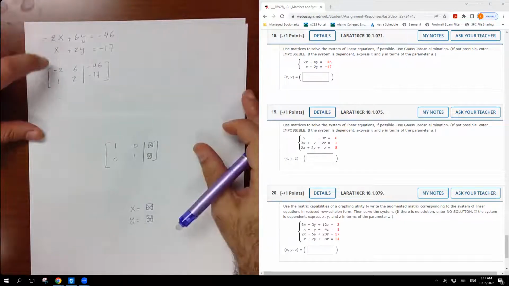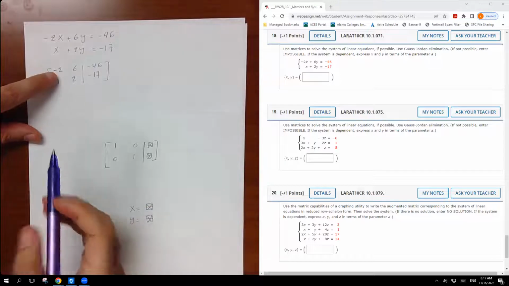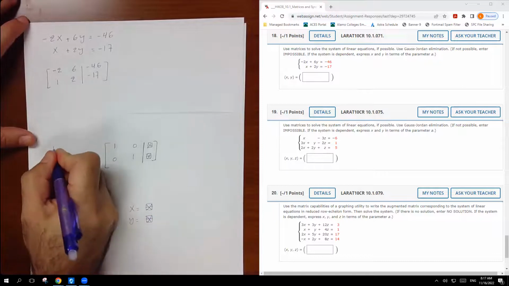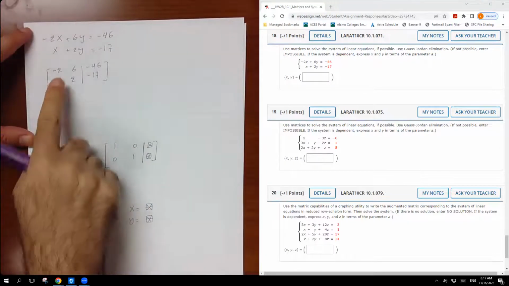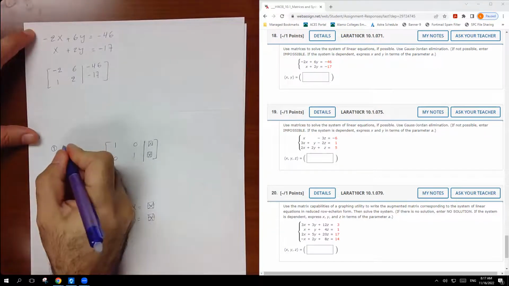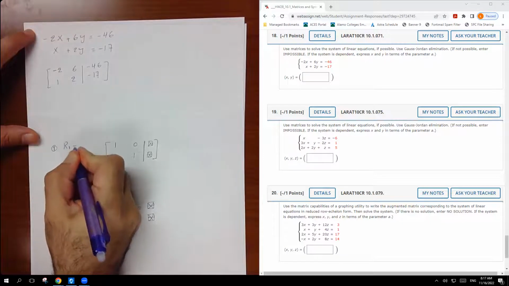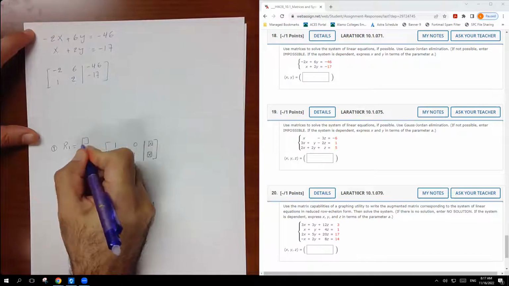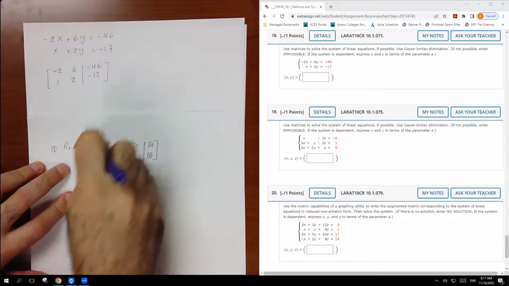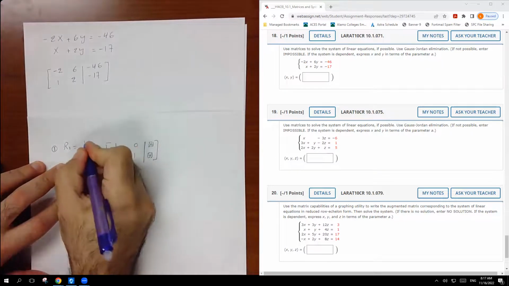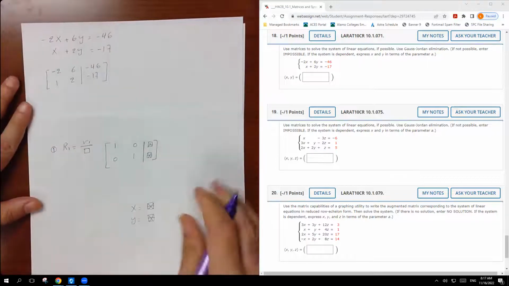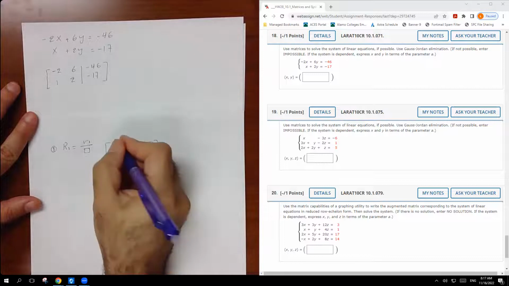So let's check that. Step 1, I need to convert this number to 1. So always in step 1, when you need to convert a number to a 1, you're going to divide. So the new R1 is going to be the old R1 divided by a number. So always you can use this step. This is step 1 here.